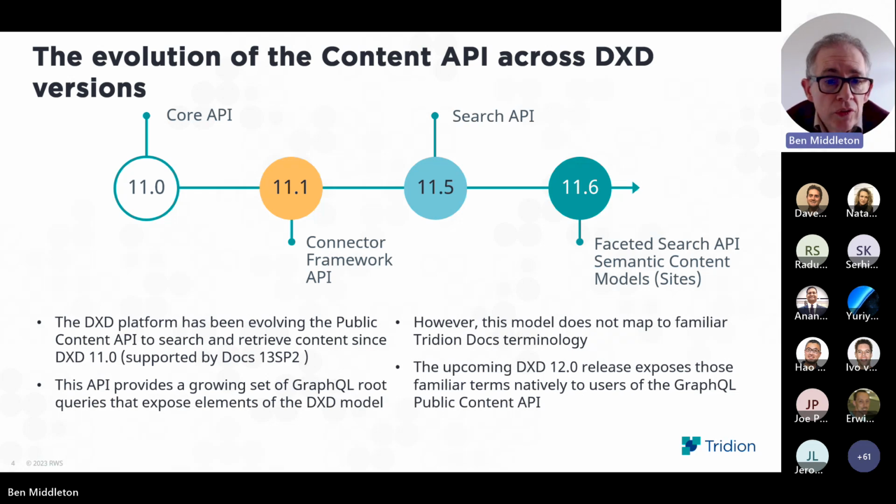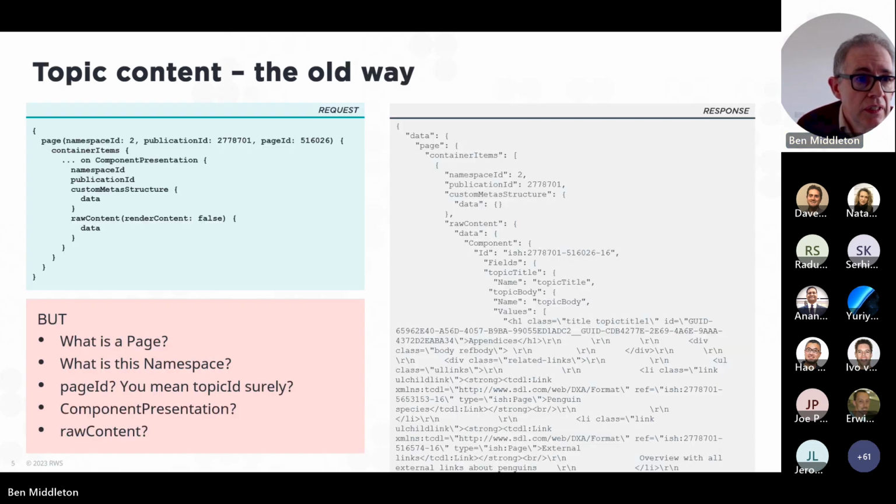But at the same time, we also included this semantic content modeling for Tridion Sites. Now, this didn't help Docs customers, so we still have terminology in the current 11.6 release that's unfamiliar to a Docs user. So that's the purpose of the semantic content modeling in Docs: to address that.